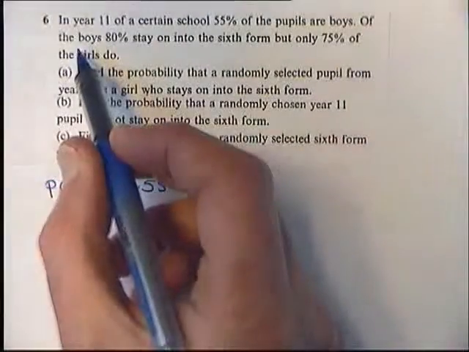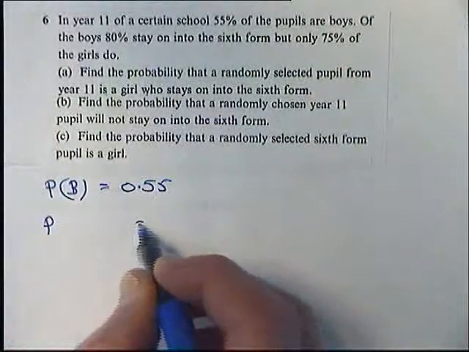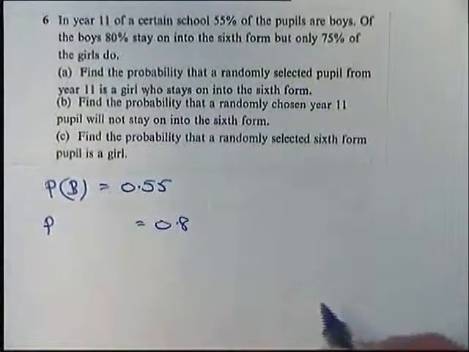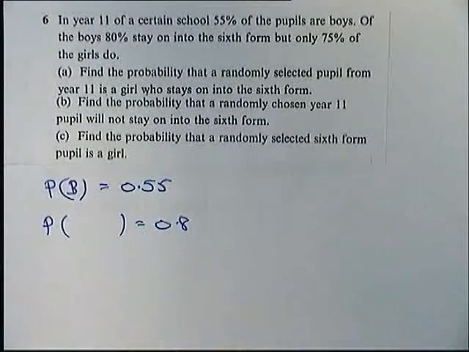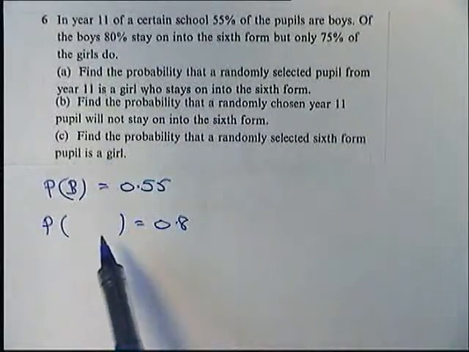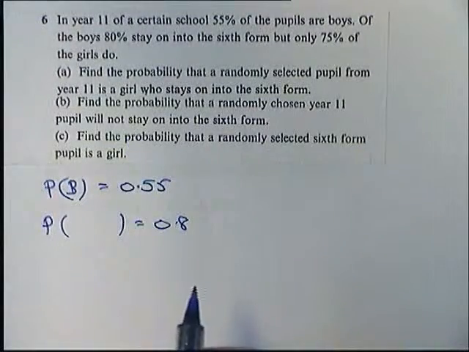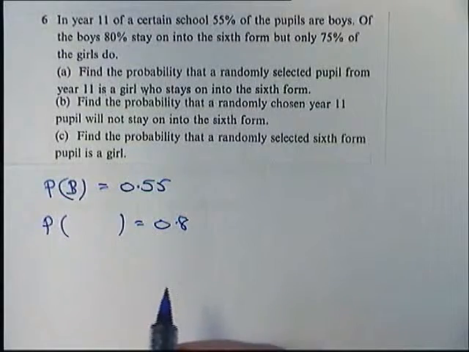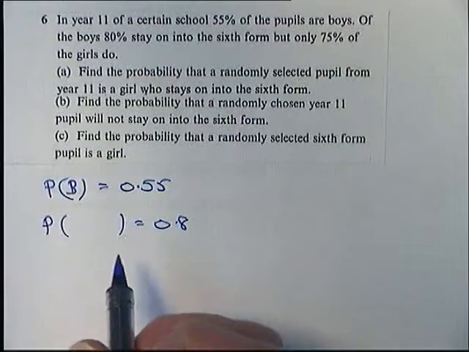Of the boys, 80% stay on to the sixth form. So I've got some probability which is 80%, 0.8. Can anybody tell me what that 0.8 is, how I could write that down in notation? Of the boys, 80% stay on into the sixth form. How can I write that down in some sort of notation?